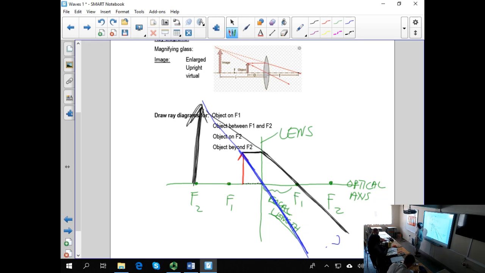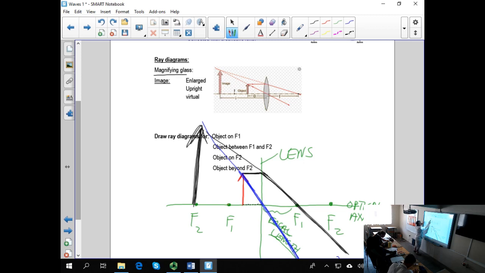What do we know about this image? Is it bigger or smaller than the object? Much bigger. It's enlarged. Is it upside down in relation to the object or upright? Upright. Okay, so have a look here. The image in a magnifying glass is enlarged because it's bigger than what the object was. It is upright because it's got the same orientation in relation to the optical axis. All right? And it is virtual.